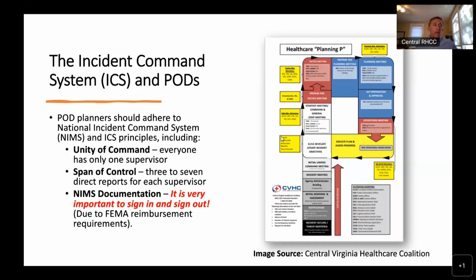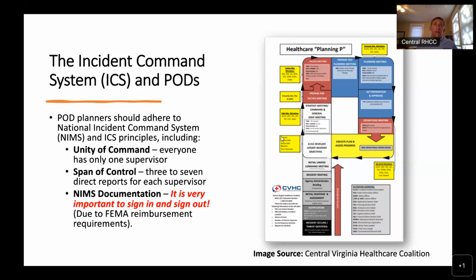And another really important part about ICS is documentation. And the reason that's important is because our local partners, let's say the city of Richmond, for example, will request reimbursement from FEMA for expenses incurred during an emergency. So for COVID, for example, they provided staff to provide EMS support, for example, at our pods. And so they have to pay their staff overtime because they're working longer hours. This is just an example. In some ways, it's even hypothetical, but the idea is that they need to be reimbursed for those costs.